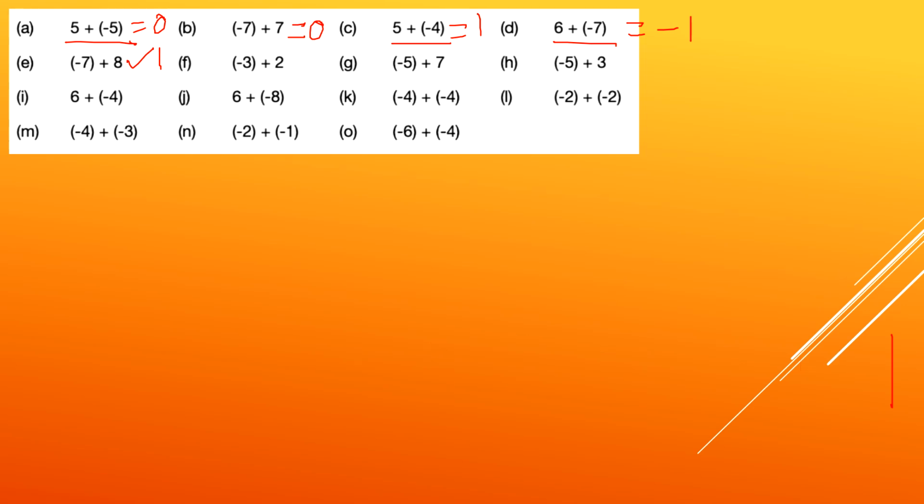Now in these questions, if you see question number M and question number N, it's unique that both of them are having negative numbers. So let me show you with M. In the case of M, we are starting from minus 4. Let us say this is minus 4. They are saying plus minus 3.